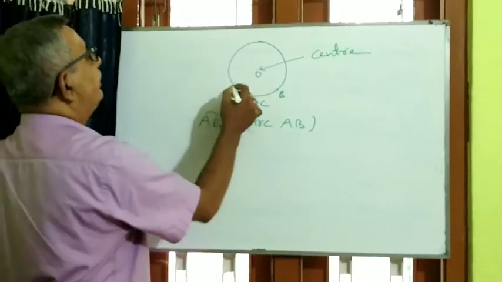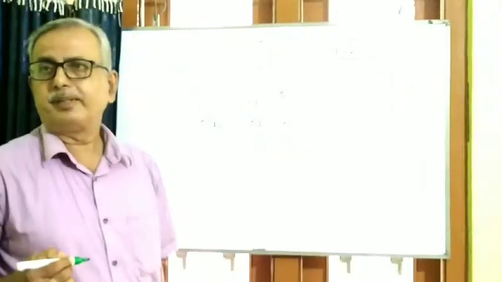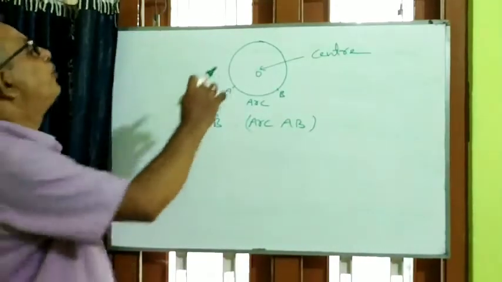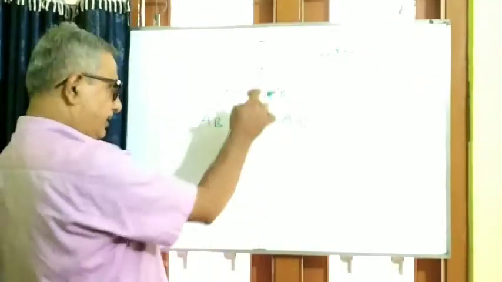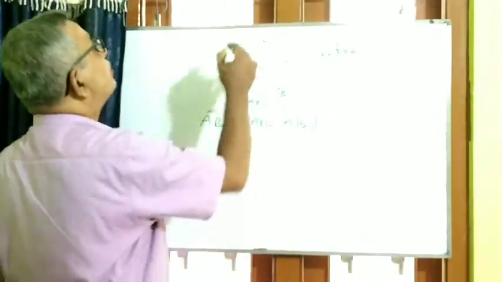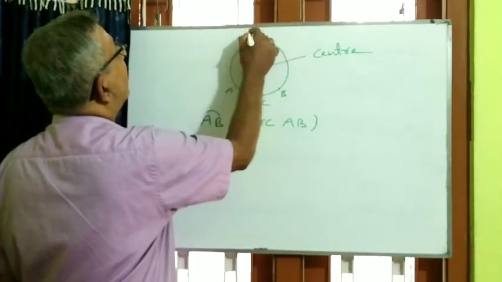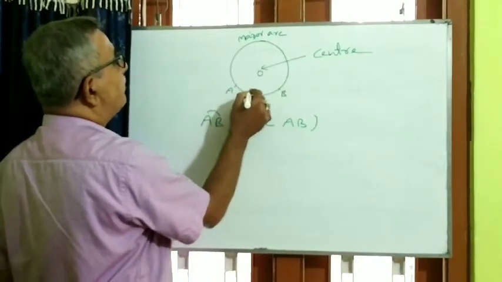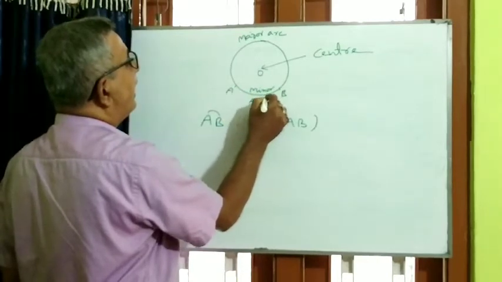Now, here you see this is also an arc and this is also an arc. Whenever we are talking about arc AB, this is also arc AB and this is also arc AB. This is called the major arc. And this is called the minor arc.